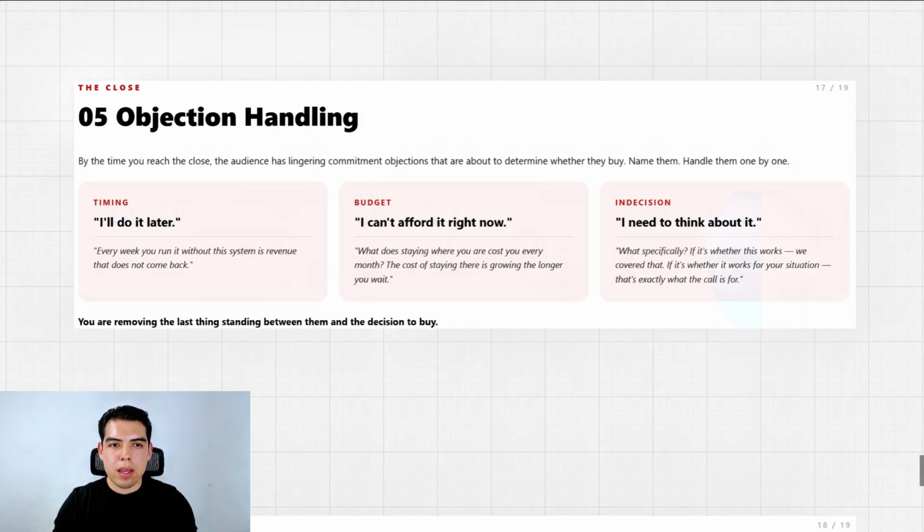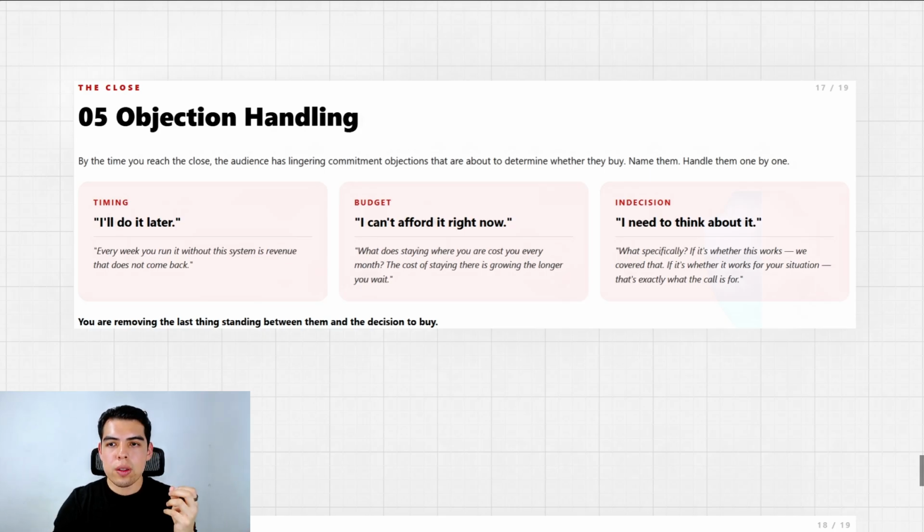For example, the timing objection: every week that you run without the system is time that will never come back. And then the budget objection is: what does staying where you are cost you every month? The cost of staying there is growing the longer you wait. Next, we have the "I need to think about it" objection.